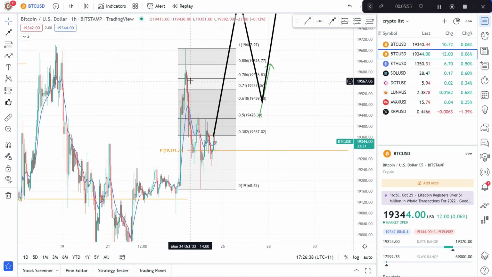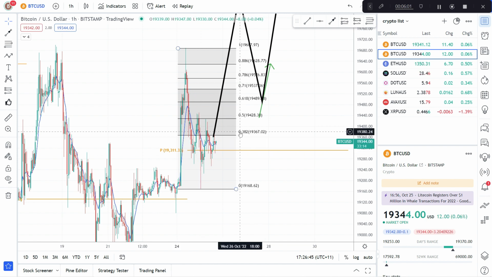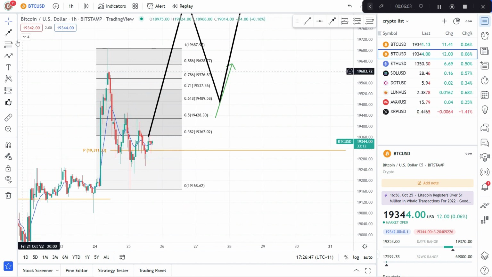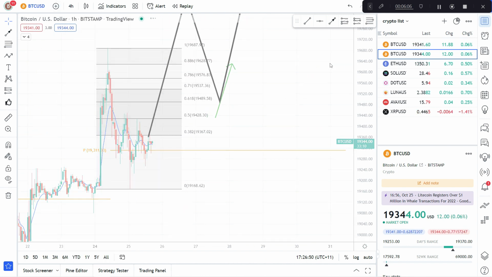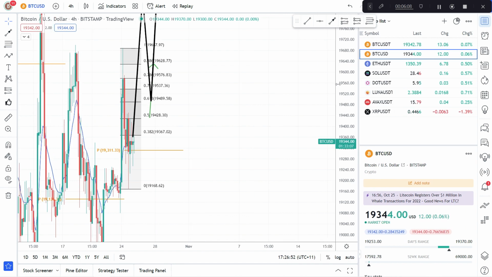So is it confirmed just because we have a higher high and a higher low? It's really good signs, but you know, we need to wait a little bit longer. So that's what it's looking at on the 1 hour there. On the 4 hour, can we see anything?